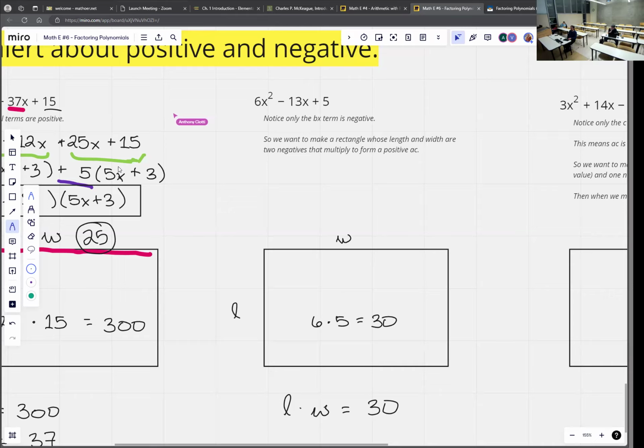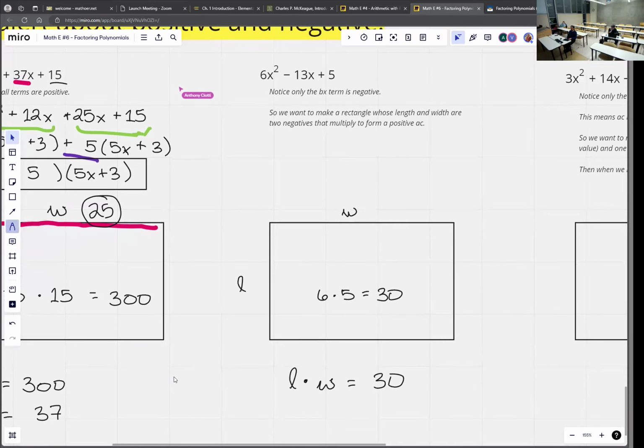And what do they add up to? What's the middle number in my polynomial? Oh, 13. Not just any 13. Negative 13. They have to add up to the middle number. So we have numbers adding up to a negative number, multiplying to a positive number. One of these things is going to be negative and one of them is positive. Everyone with me so far?